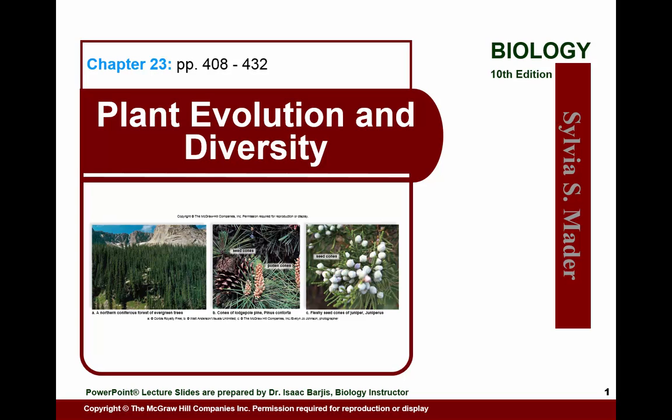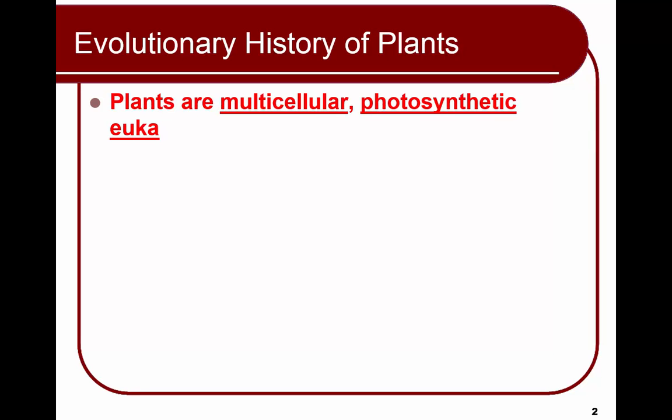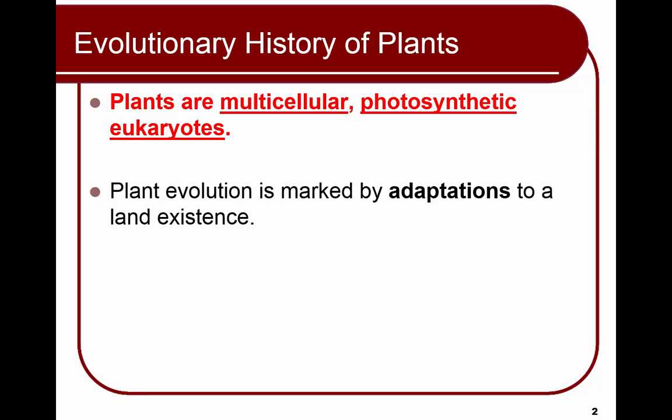Okay, in order to talk about plants, which we're beginning our botany or our plant unit now, we need to talk a little bit about how plants evolved and how different they are. First of all, what are plants? They are multicellular and they're photosynthetic eukaryotes. And the way plants evolved is marked by adaptations that made it possible for them to live on land.